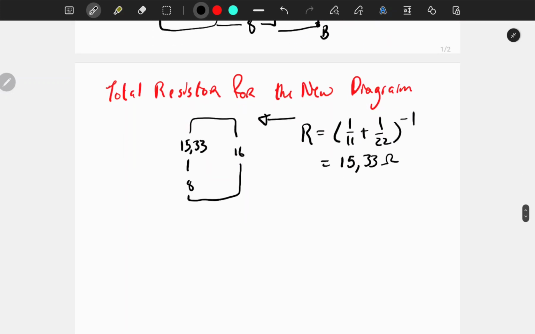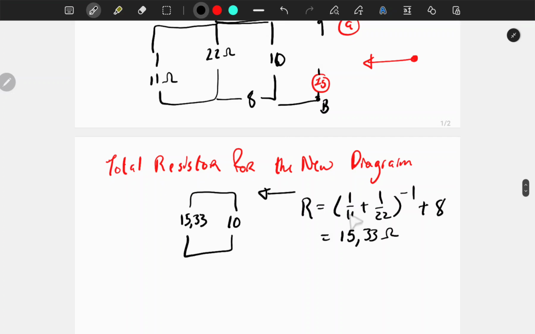So now the resistor here is 10 plus 8, right? So okay, as you can see, 11 and 22, these two are parallel from each other, but they are in series with the 8. Therefore we add resistors in series, right? And then we get 15.